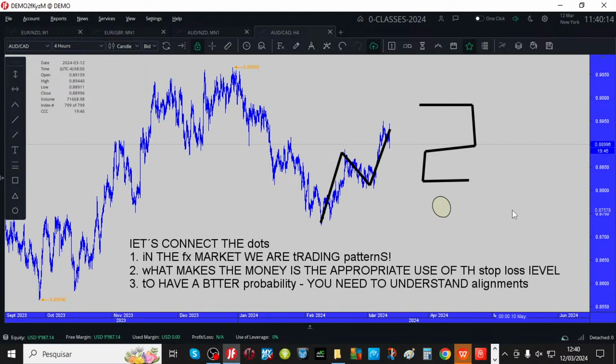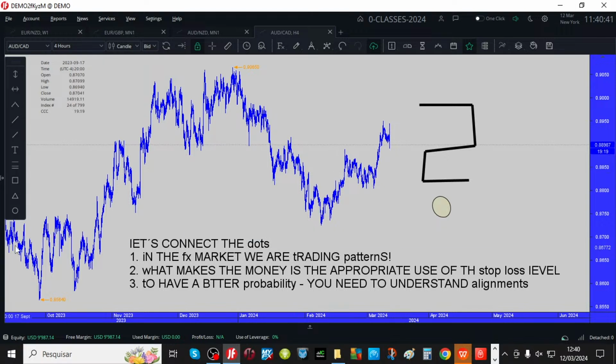So buying it's wrong. I'm not saying right or wrong. The formula, look at the formula. You are trading patterns, and what makes the money is the stop loss. And to have a better probability, you need to understand alignments. Make sense?